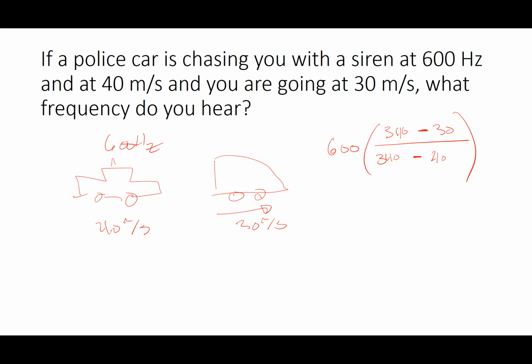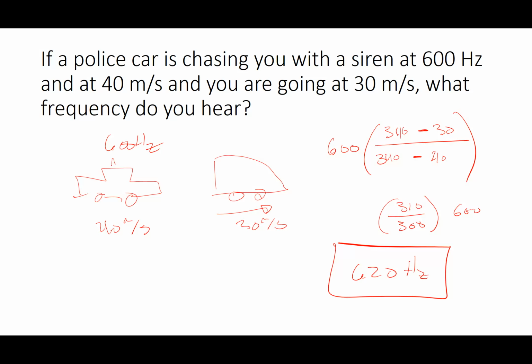So when I do my subtraction in the top, I get 310 divided by 300 times 600. That means that the frequency that I hear in my car is 620 hertz. Since he has an overall greater speed than me, that means that the overall difference in our velocities means he's getting closer. So it should be higher, so everything checks out. So that's it for sound.